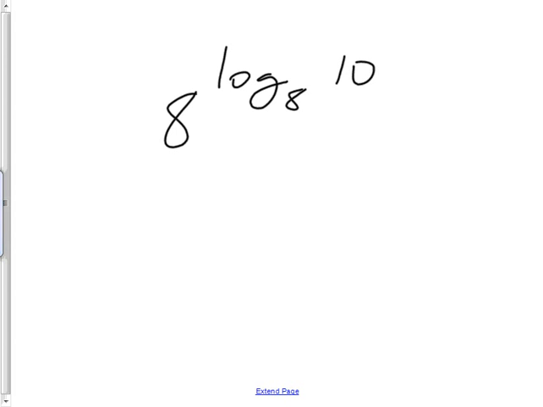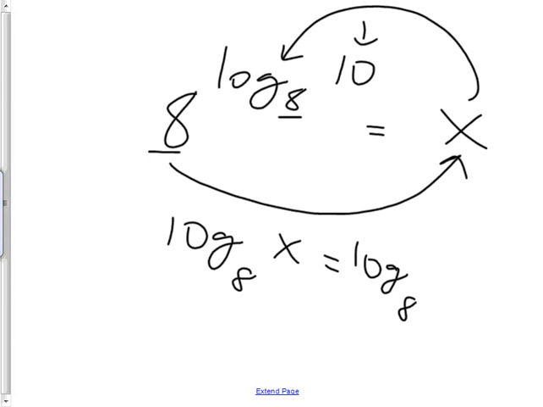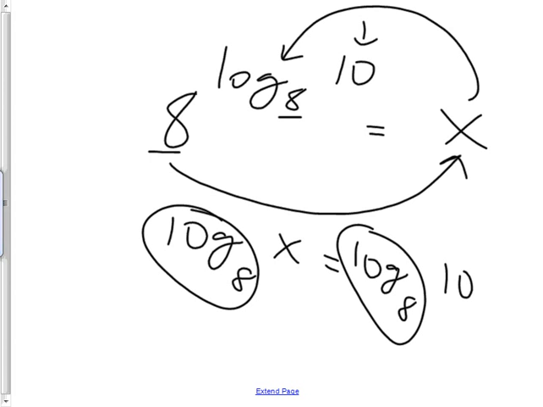What's that answer? 10. These two bases are the same, and that's the answer. I can show you the long way. You go log, and then you say, what's the base? 8. And then you always go to the x is equal to, then you always come back, log base 8 of 10. And if you think about it, if those two bases are the same, then this has to equal that.